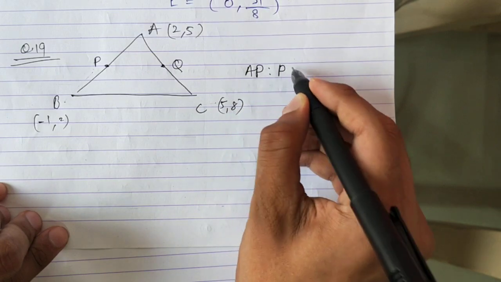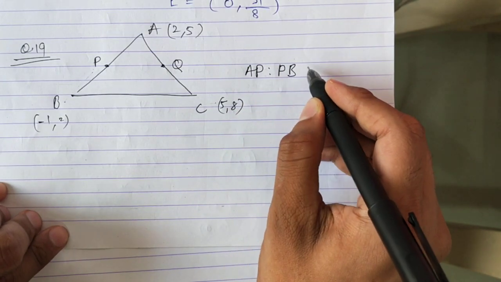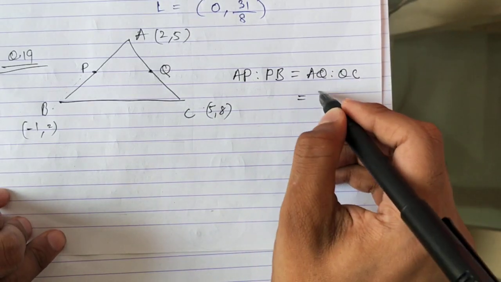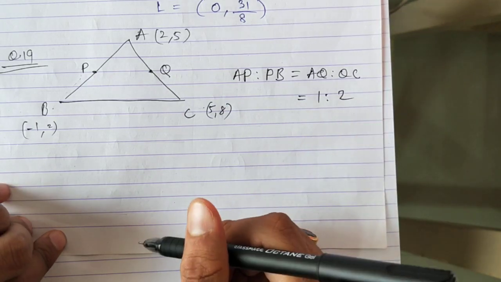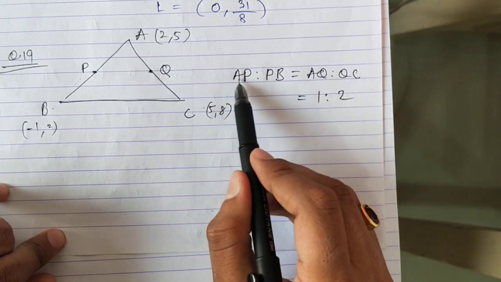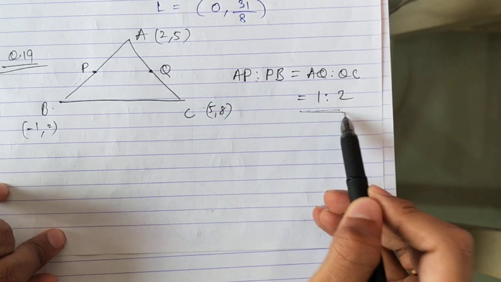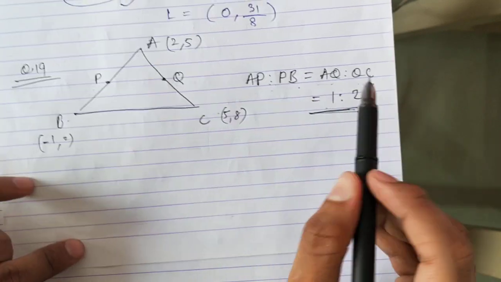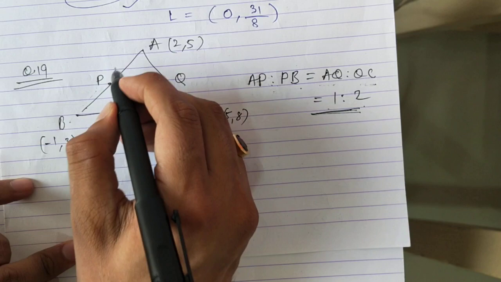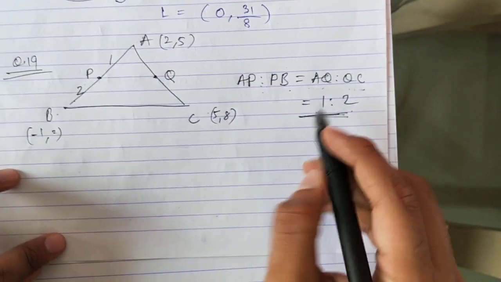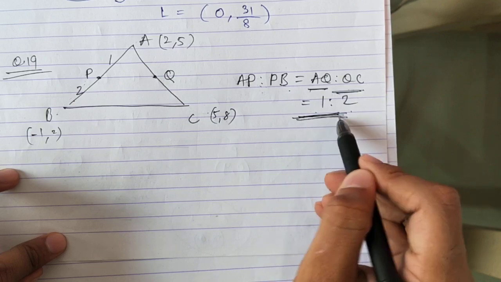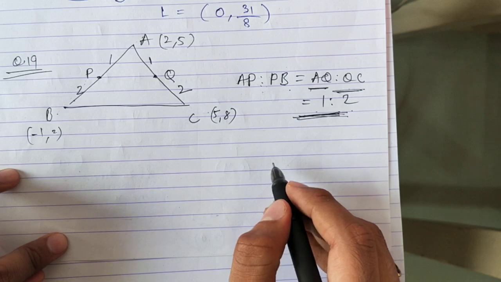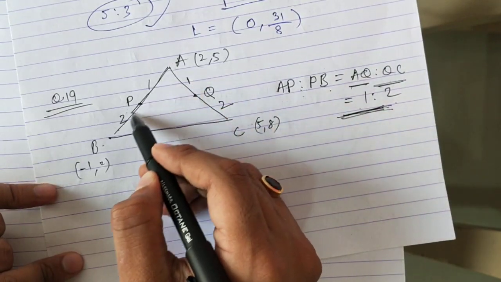AP is to PB is equals to AQ is to QC is equals to 1 is to 2. 1:2 means that AP upon PB is 1/2 and AQ upon QC is also 1/2. So AP upon PB is 1/2, this is AP and this is PB, ratio is 1/2. And AQ upon QC is also 1/2. Both these are equal. Now, in this line, see like this.